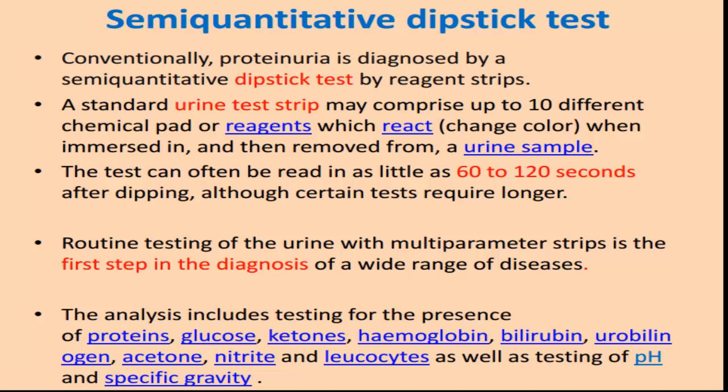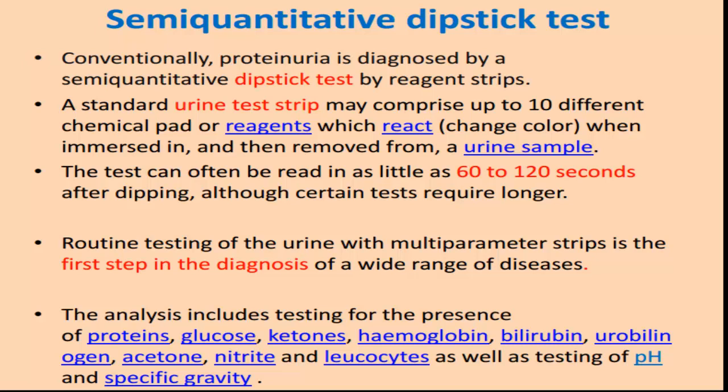Routine testing of the urine with multi-parameter strips is the first step in the diagnosis of a wide range of diseases. And the analysis includes testing for the presence of proteins, glucose, ketones, hemoglobin, bilirubin, urobilinogen, acetone, nitrite, and leukocytes, as well as testing of pH and specific gravity.